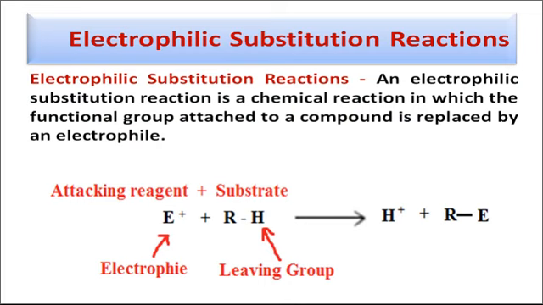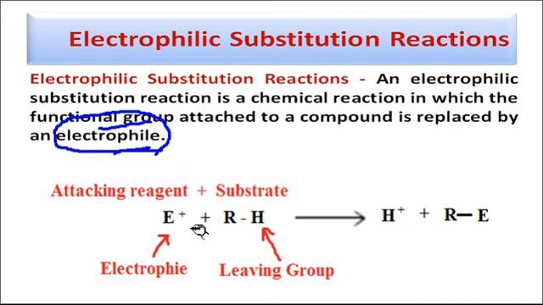So let us start with the definition part. What are the electrophilic substitution reactions? Basically, the electrophilic substitution reactions are the reactions in which the attacking species is the electrophile. So we can define these reactions as: an electrophilic substitution reaction is a chemical reaction in which the functional group attached to a compound is replaced by the electrophile. So here the attacking species will be the electrophile, and this electrophile attacks on the substrate molecule.